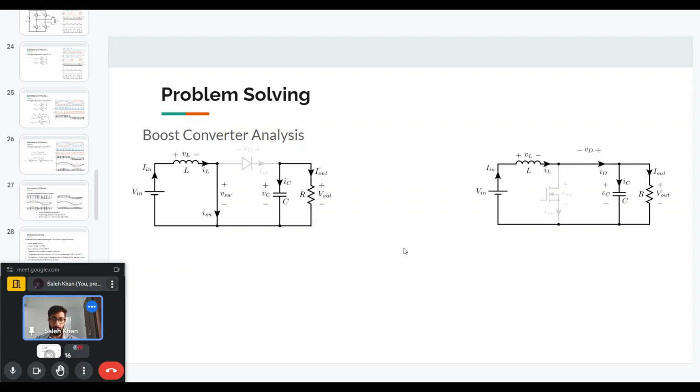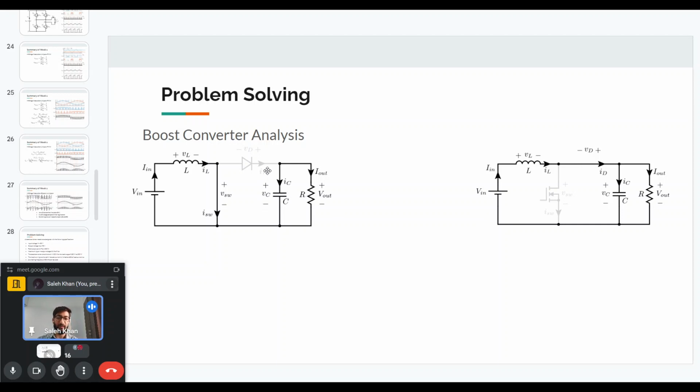So in these two equivalent circuits, we can see that on the left circuit, the main switch is on, so the inductor voltage will be equal to V in, and on the right circuit, the main switch is off, so the diode will turn on, and the voltage across the inductor will be V in minus V out.